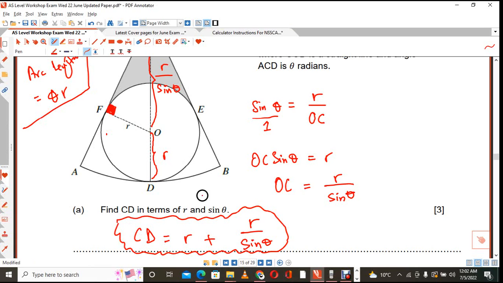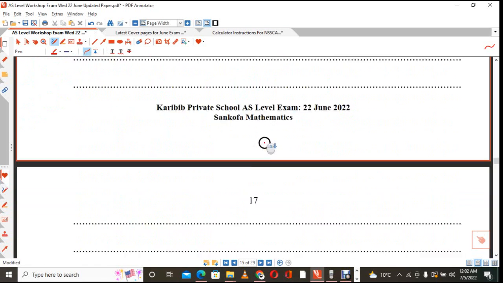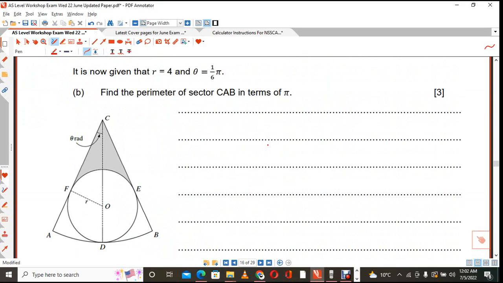So this question is best solved by working through the problem on the diagram. Okay, let's go to the next question. We know from our previous work that the distance CD is r plus r over sine theta. Now they are saying r is 4 and theta is pi upon 6, which is 30 degrees, or pi upon 6 radians. Now they want you to find the perimeter of CAB.